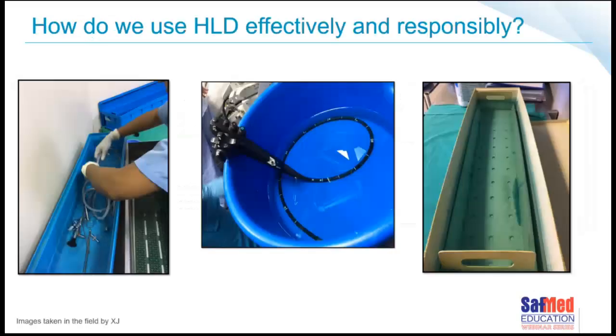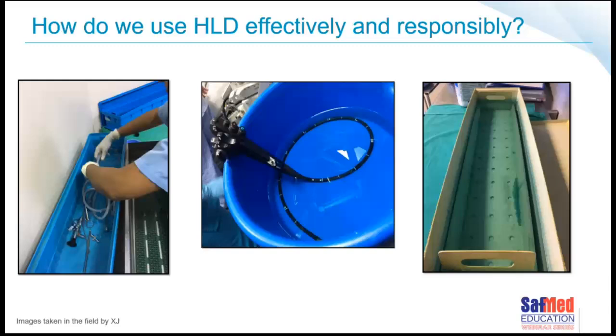Okay, that's the product itself, that's its microbial efficacy, but how do we use it effectively, and how do we use it responsibly? So going forward, I'll have quite a few images that I've taken in the field under various circumstances, and hopefully they'll help remind us about what we should be doing. If you look at the image on the far right, you can see the volume of lint floating in that particular container, because nobody ever kept the lid on.